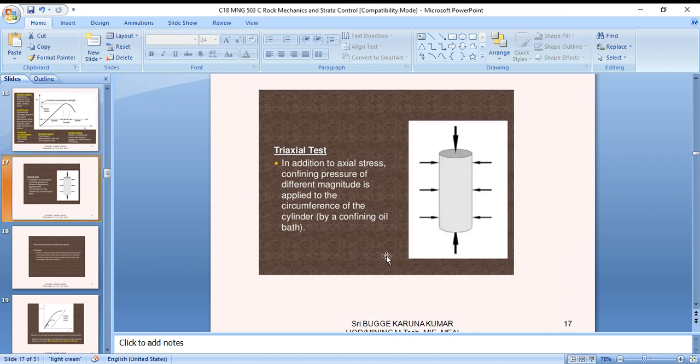Triaxial test: in addition to axial stress, confining pressure of different magnitudes is applied to the circumference of the cylinder by a confining oil system. This is a triaxial test. When you apply only vertical load, that is different from in situ conditions, where, as far as a mine is concerned, there is stress concentration around the opening. So the triaxial test is the best for that.